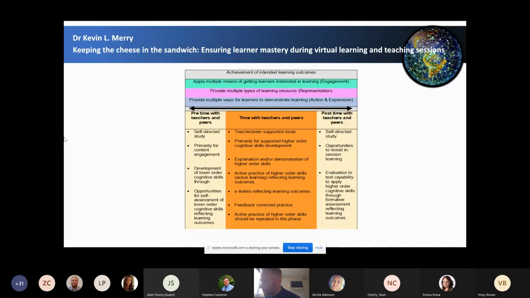teachers and peers. The lower order cognitive skills can be tackled during self-directed study time, which represents the slices of bread either side of the cheese. So that's the more buff or light cream coloured aspects that you see either side of the cheese in the sandwich there. The idea is that learners find a personalised path to mastery using the UDL principles, which you can see run through the entire cheese sandwich at the top there. And that's effectively what the cheese sandwich is in a nutshell.